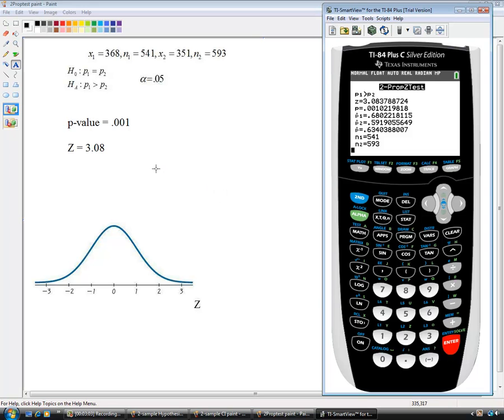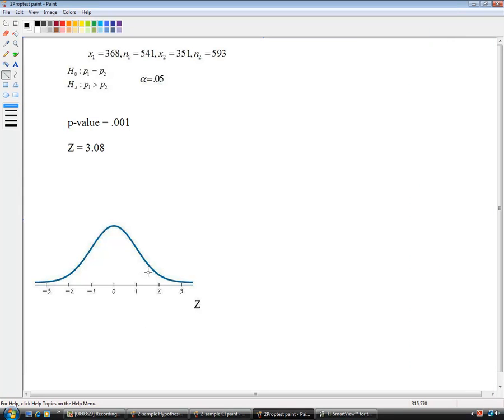Now, we need to find a rejection region, and there will be only one since it is a right-tailed test. We take the entire level of alpha and put it in the right side, so we'll use the inverse norm of 0.05. Now that gives us a critical value. If it was a left tail at negative 1.645, we're going to use it on the right at positive.